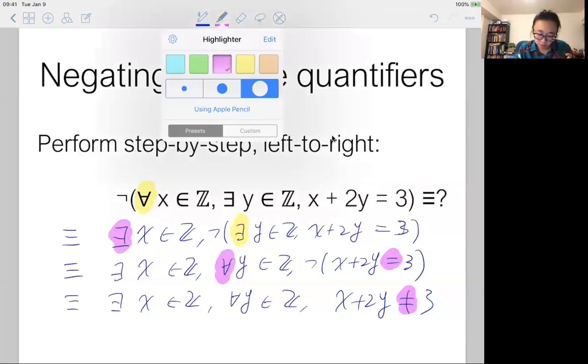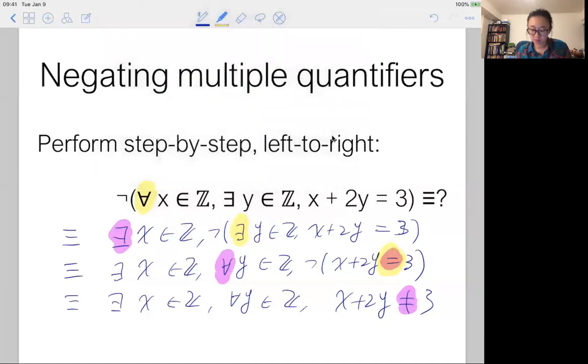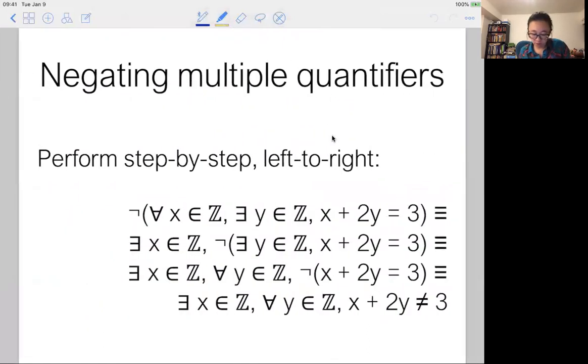I should actually use this yellow. Let's use yellow here. All right, let's look at the next. This is just the whole process repeated again in a better typed font.